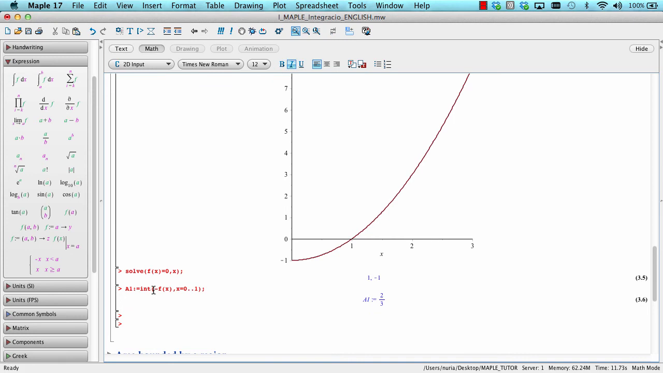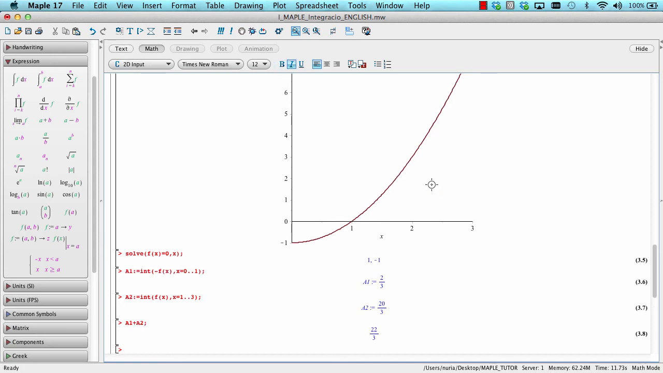So the area is going to be given by minus this integral. And on the other hand, the area of the second part between 1 and 3, since the function is positive, we just have to compute the integral. Remember that if you just have a function, you have to find the intersections with the axis and compute the integral of minus the function in the areas where the function is negative and the function in the areas where the function is positive. So the total area would be A1 plus A2, which is 22 divided by 3.